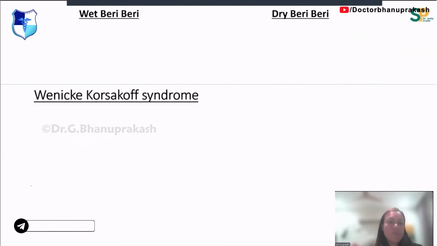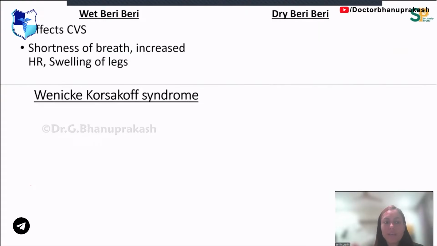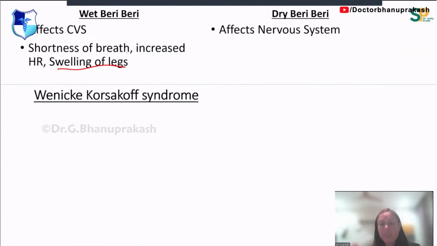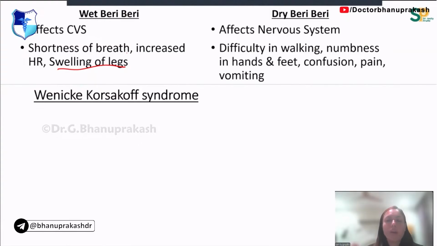Then coming to beriberi, B1 deficiency beriberi, it is of two types, wet and dry. In wet, the cardiovascular system is affected, so the patient has edema, swelling of legs, shortness of breath and increased heart rate. In dry beriberi, the nervous system will be affected. The patient will be having difficulty in walking, numbness in hands and feet, confusion, pain and vomiting.